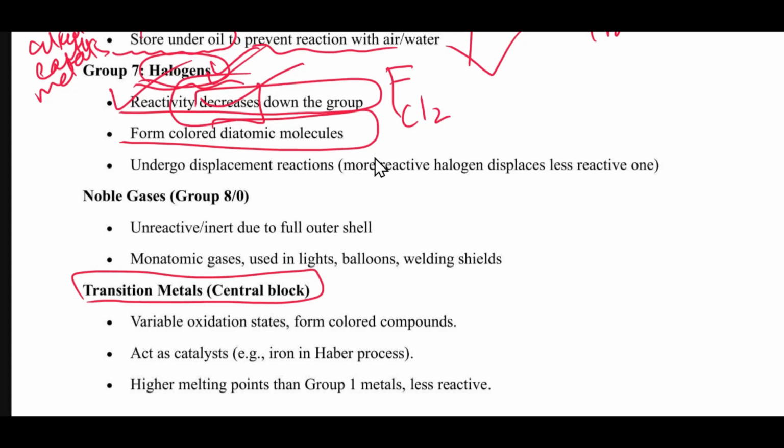So what does it mean? It means fluorine can displace chlorine in any of its salt. If you have sodium chloride, and you react it with fluorine, the fluorine can replace the chlorine and you will get sodium fluoride, okay? Because fluorine is more reactive. But chlorine cannot displace fluorine because chlorine is less reactive than the fluorine. So in displacement reaction, only the most reactive halogen will displace the less reactive halogen.